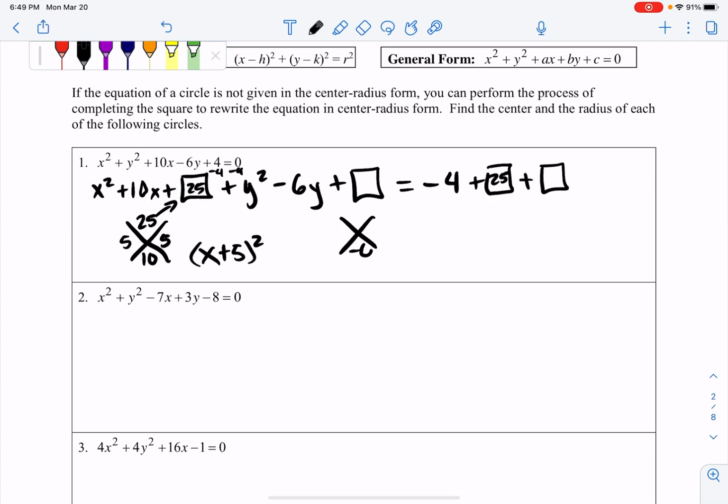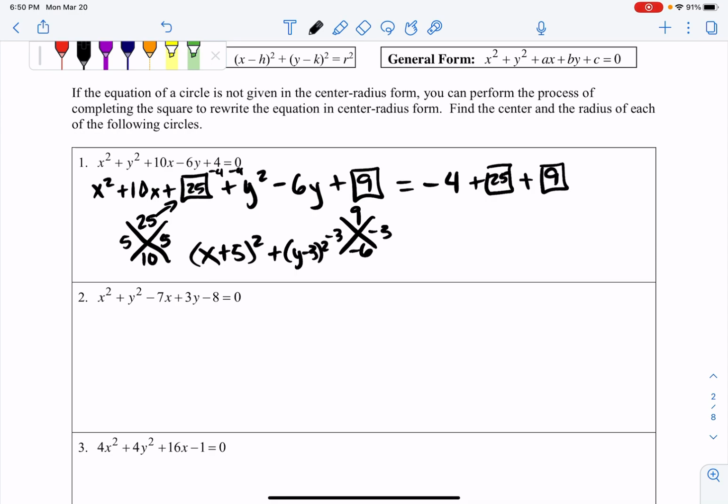This one, we want to know what adds to negative 6, and again is identical on both sides. So half of negative 6 is negative 3. Negative 3 times negative 3 is positive 9, so that's again what goes in the box. In other words, what multiplies to 9 and adds to negative 6 is going to be negative 3 and negative 3, a perfect square again, which was our goal. So now we get (y - 3)^2.